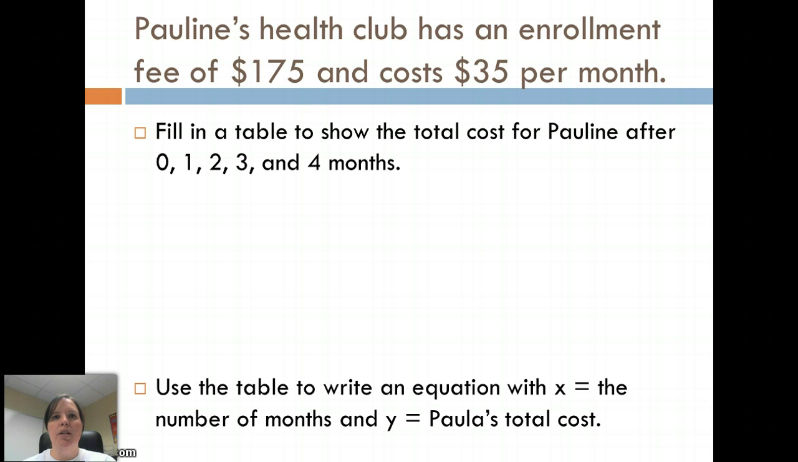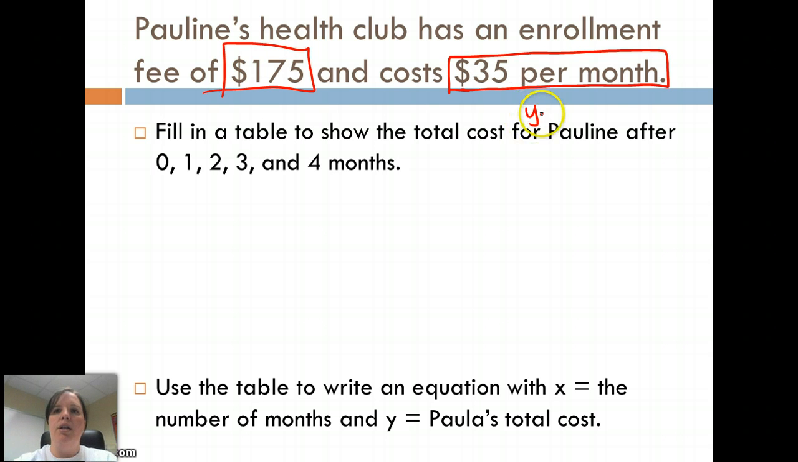So the situation is Pauline's Health Club has an enrollment fee of $175 and costs $35 per month. So important information here, $35 per month, and then $175 to start out with. As you get to do more of these problems, it'll be more clear when we're talking about writing an equation. Generally speaking, that means y equals mx plus b, but it'll become more clear where we get the values from. Like where would 35 fit in here? Where would 175 fit in here?